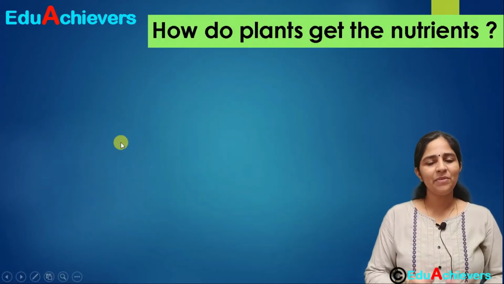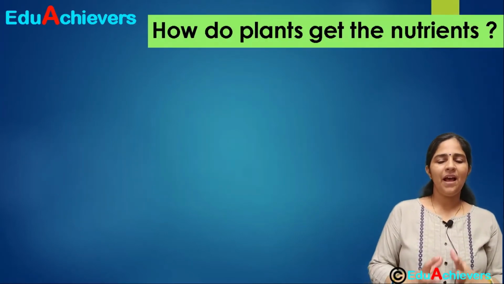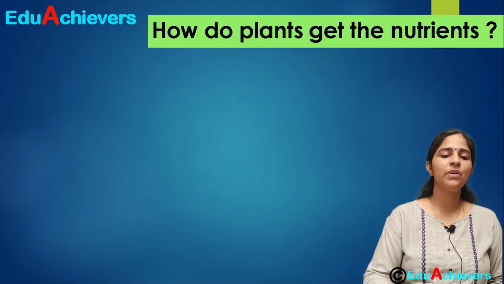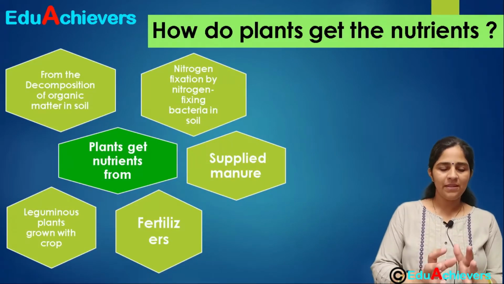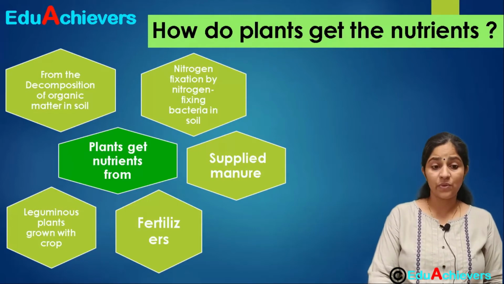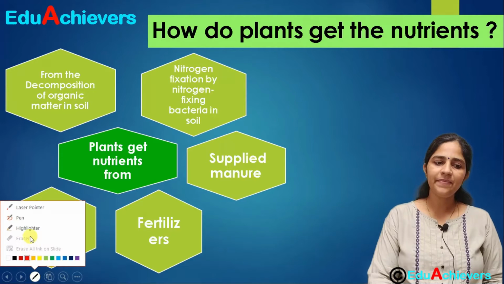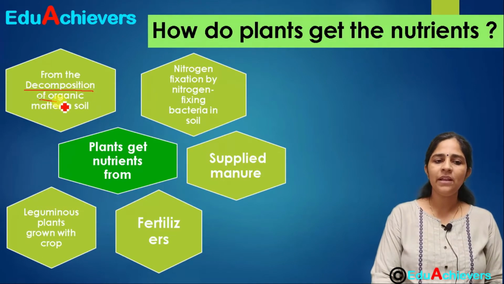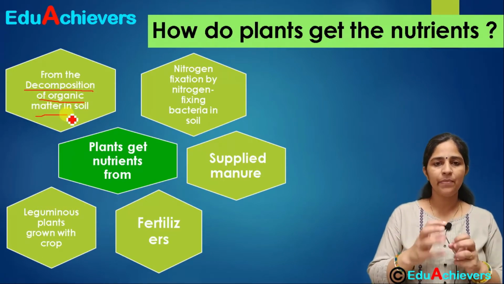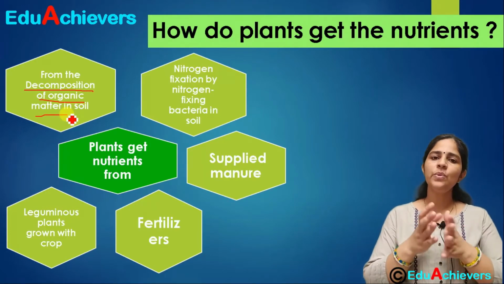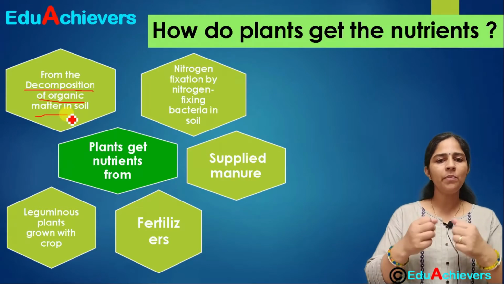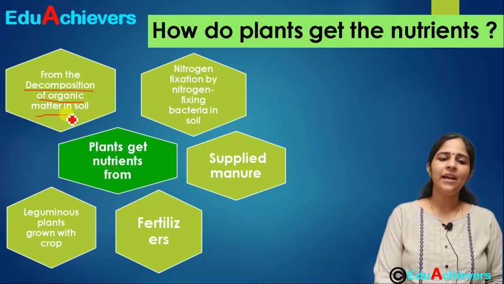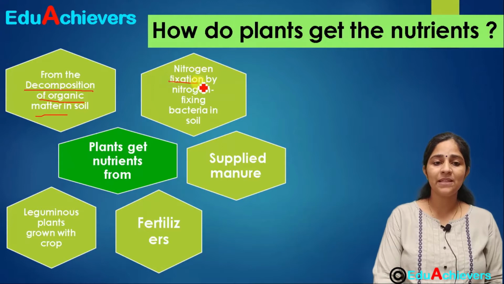Okay, so whenever we think about plants, we always ask how do plants get their nutrients? All the plants grow in the soil. Some plants we grow artificially as crops. So these are a few ways in which plants get their nutrients. The first one is that they get them from the decomposition of organic matter in the soil. The organic matter present in the soil, when it gets decomposed by the microorganisms, releases nutrients, and those nutrients are absorbed by the plant roots and used up in making their food and for their growth. Second is by nitrogen fixing bacteria which are also present in the soil.